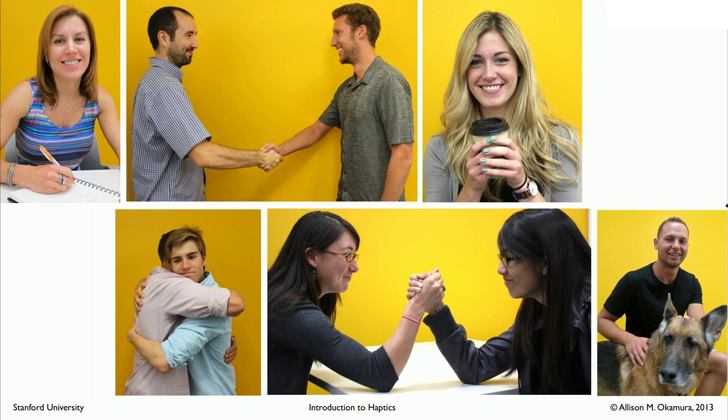So these pictures are showing some of the people in my laboratory at Stanford University engaging in some haptic interactions. Sometimes they're interacting with inanimate objects like a pencil and notepad. Sometimes they're interacting with other people or animals. They're sensing forces, they're sensing tactile information on the skin, as well as temperature. The human sense of touch is really various in terms of what you can do in terms of interaction with the environment.